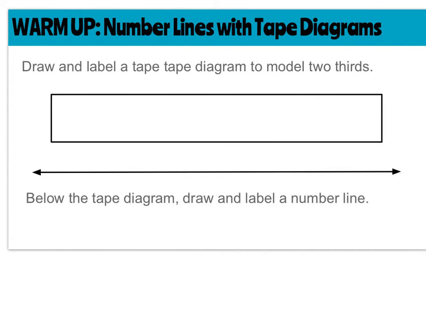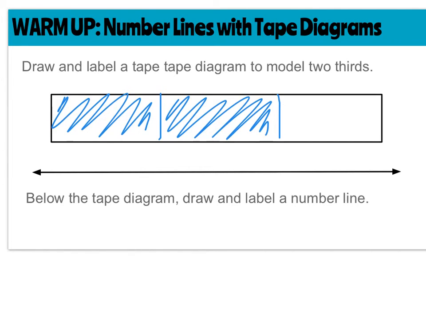Okay, let's start with a warm-up. We are going to draw number lines with tape diagrams. The directions say draw and label a tape diagram to model 2/3. So let's break up our tape diagram into thirds, and then we're going to model that by shading 1/3, 2/3.